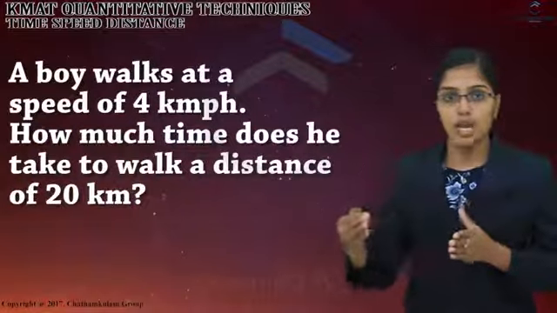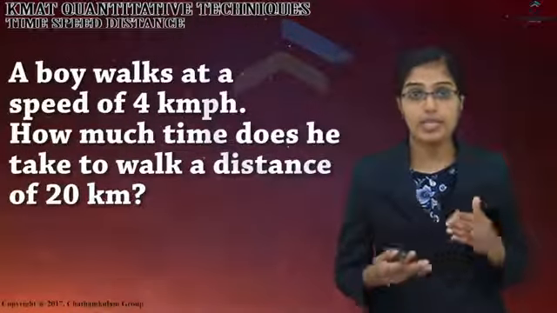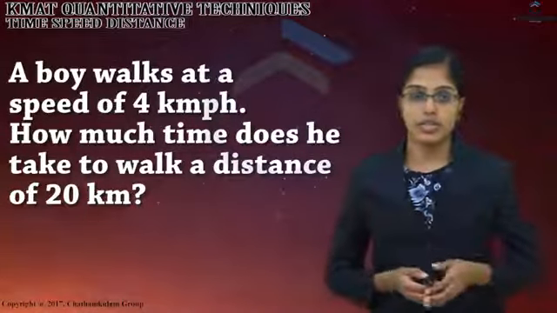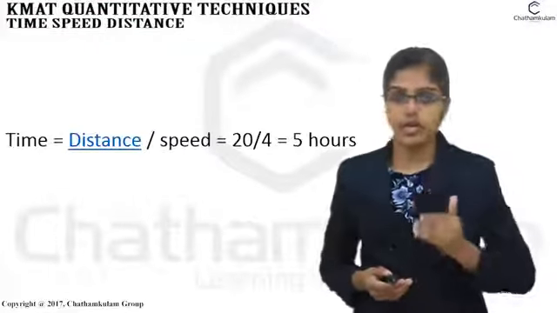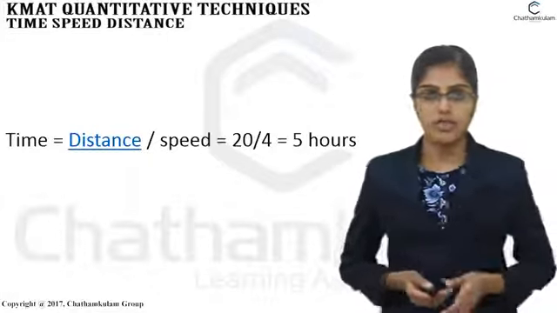A boy walks at a speed of 4 km per hour. How much time does he take to walk a distance of 20 km? So we know the equation time is equal to distance by speed. So that is equal to 20 by 4. That is equal to 5 hours.